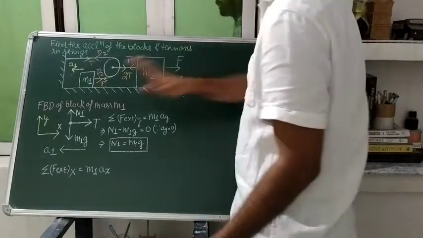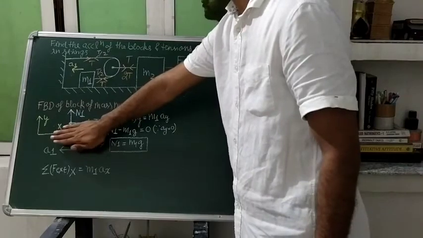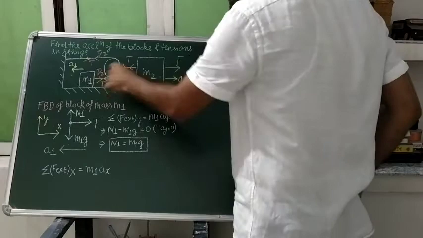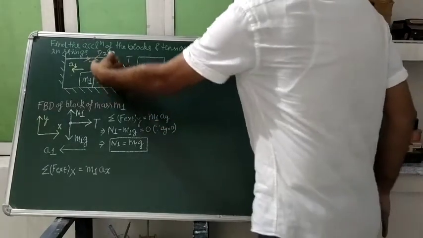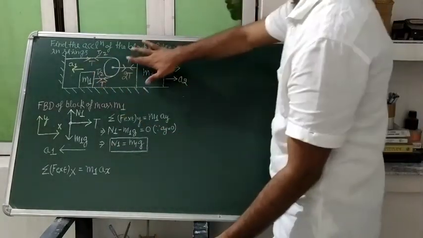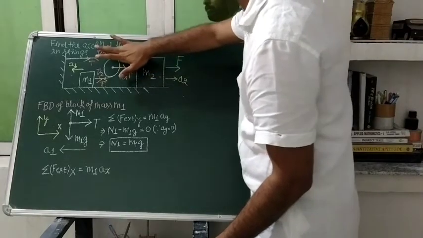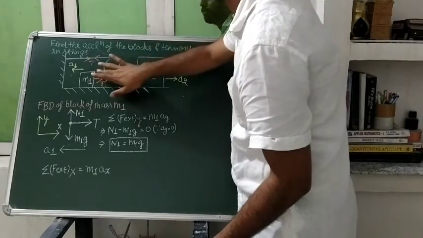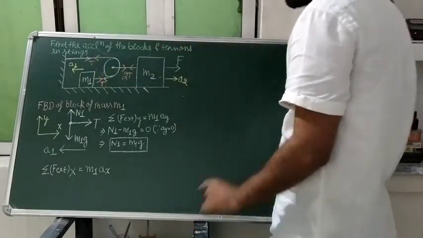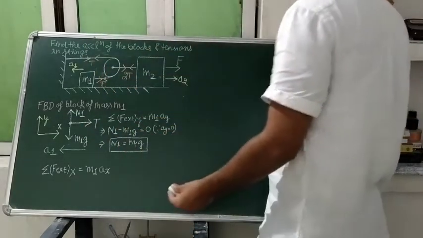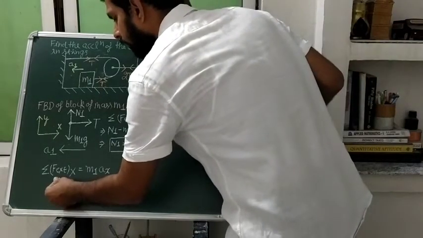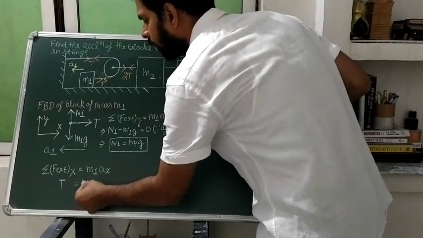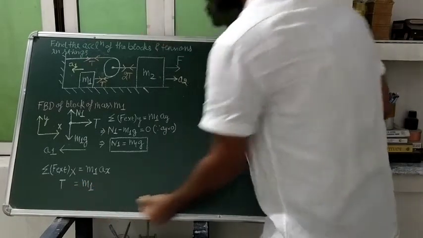So what is the F external acting in x direction? Only this tension T is acting, isn't it? I have not assumed T by 2. I have assumed this one T and this 2T. So for the time I can erase it. Okay. So only the external force is T here, and that will be equal to what? m1 times acceleration in that x direction.